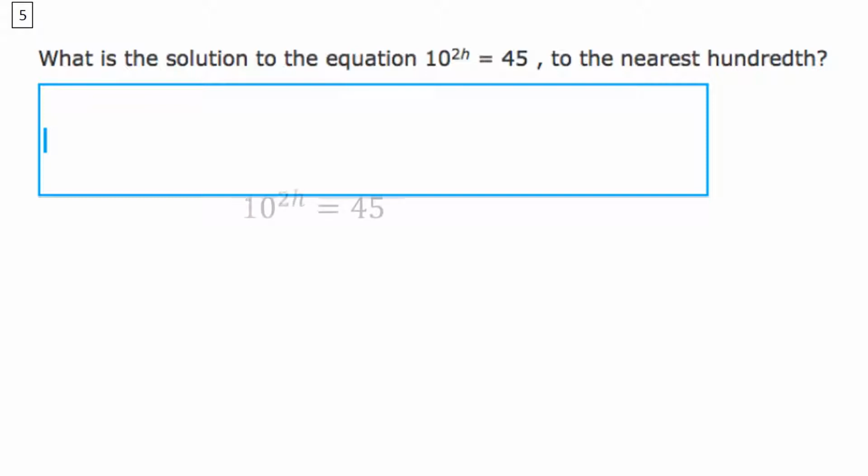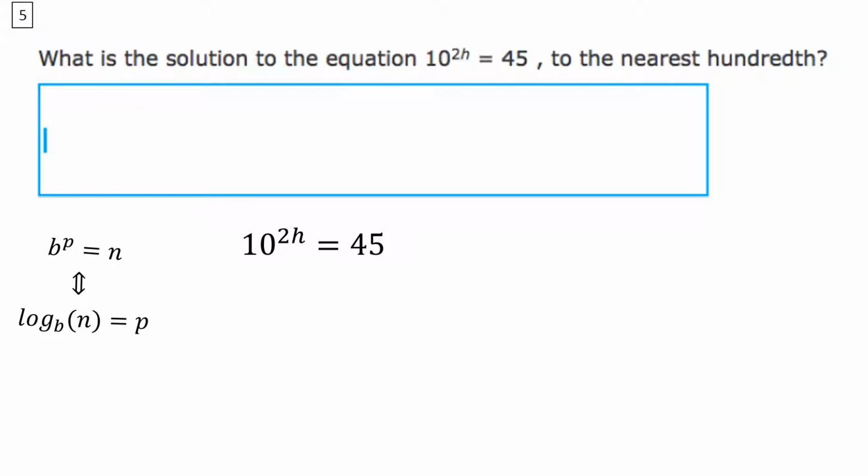If we're trying to get this solved, that means we want to find h. Well, right now it's in an exponent. The only way we have to get that out of an exponent is to transform it into a logarithm. So if we're going to transform that into a logarithm, we just got to know where the different pieces go. So there's going to be a log base something of something equals something. So let's start with this question. What's the base going to be? Well, the base of your logarithm is the same as your base of the exponential. So it's going to be log base 10.